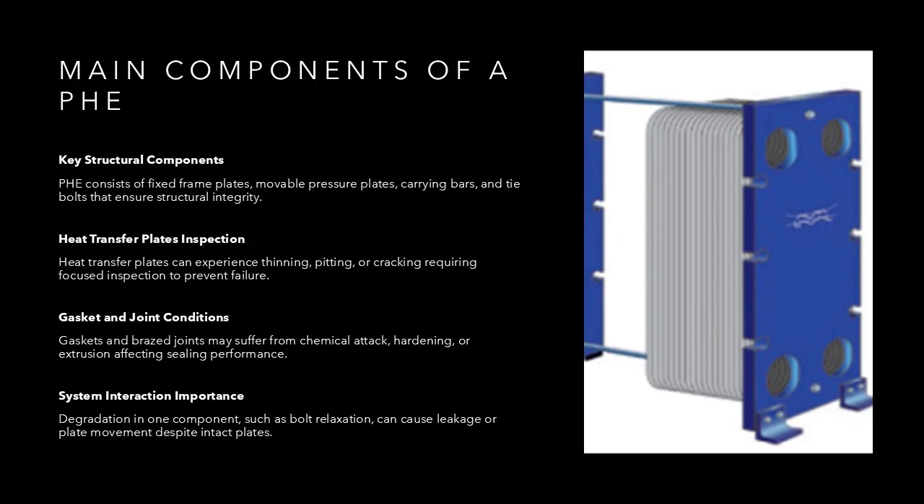Plates may suffer from thinning, pitting, or cracking, while gaskets are prone to chemical attack, hardening, or extrusion. Frame components and bolts must maintain structural alignment and clamping force to ensure gasket sealing. Inspectors should understand how these components interact as a system, since degradation in one area, such as bolt relaxation, can lead to leakage or plate movement even if plates themselves remain intact.